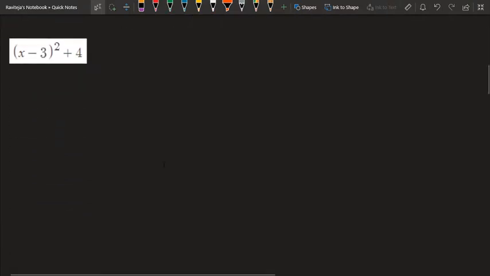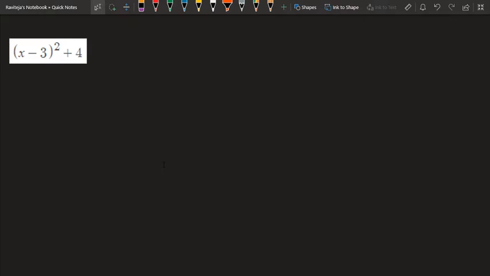y equals x minus 3 squared plus 4. That is our quadratic equation given to us in vertex form, and now we want to find out how to make that into standard form. Now, as I said before, this is basically just simplifying. All we want to do is simplify the equation, and then we'll get our quadratic equation in standard form.